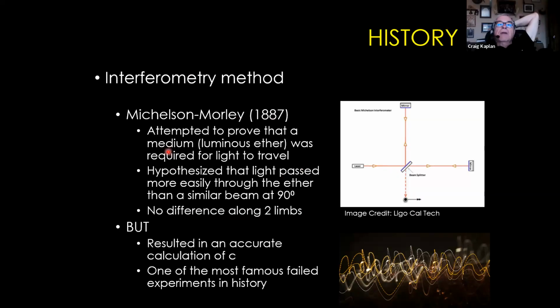Michelson-Morley attempted to prove this, back when they were arguing about whether some sort of medium needed to be present for light to travel. He attempted to prove that a medium was required. He hypothesized that light would pass through the ether more easily than a similar beam at 90 degrees. One of these had ether and one of these had a vacuum, and he hypothesized that without the ether, in the vacuum, the light couldn't travel, or would be impaired. He found that there was no difference between the two limbs.